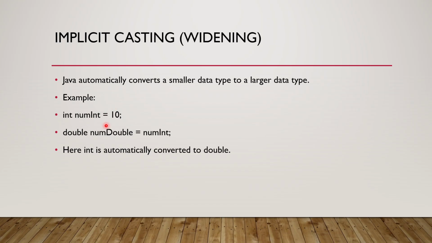Example, int num int is equal to 10. It's our int data type. If you want to convert it to double, because double is 8 bytes of memory, we can assign the int value. Here it is automatically converted to double.